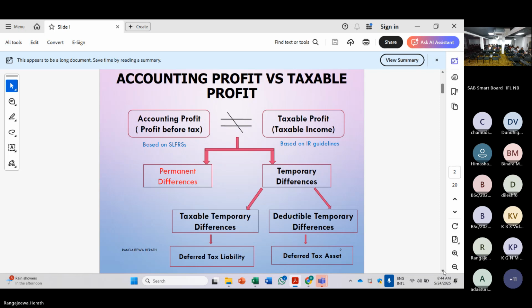Let's assume that when the accounting profit is 100 million, the taxable profit is 120 million. Accounting profit 100 million, taxable profit 120 million. That includes 5 million of expenses that we deduct for accounting purposes, disallowed by the tax authority. Some expenses, for example advertising expenses, only a percentage is allowed. 25% is allowed, 50% is allowed, likewise.